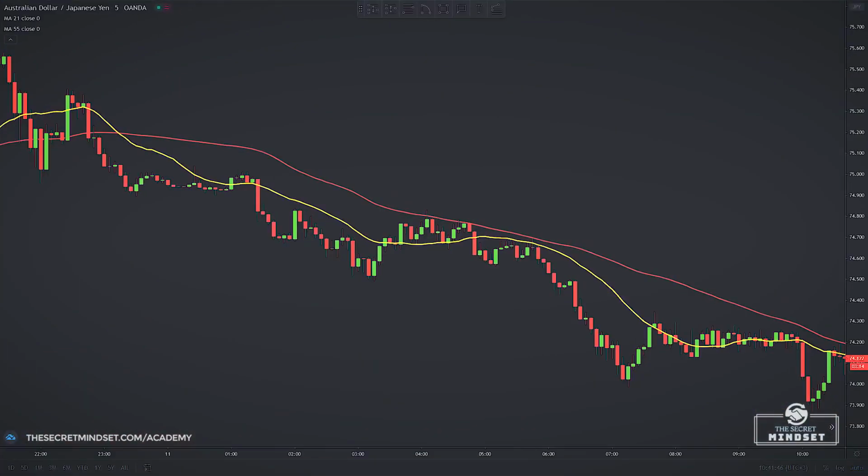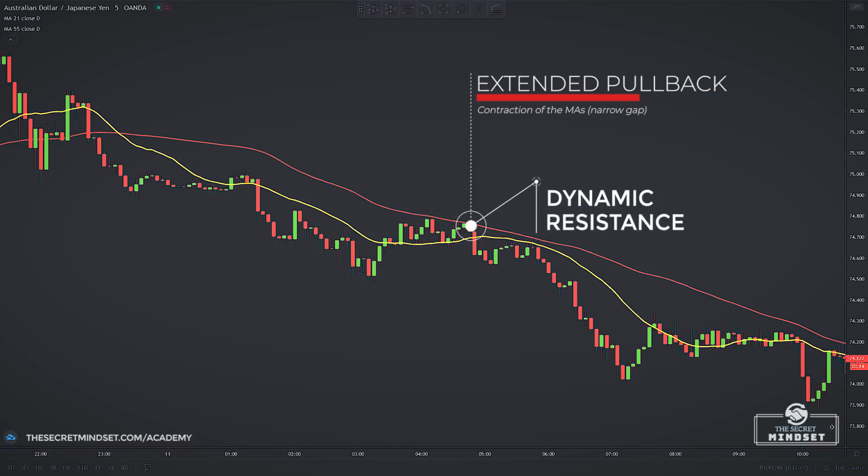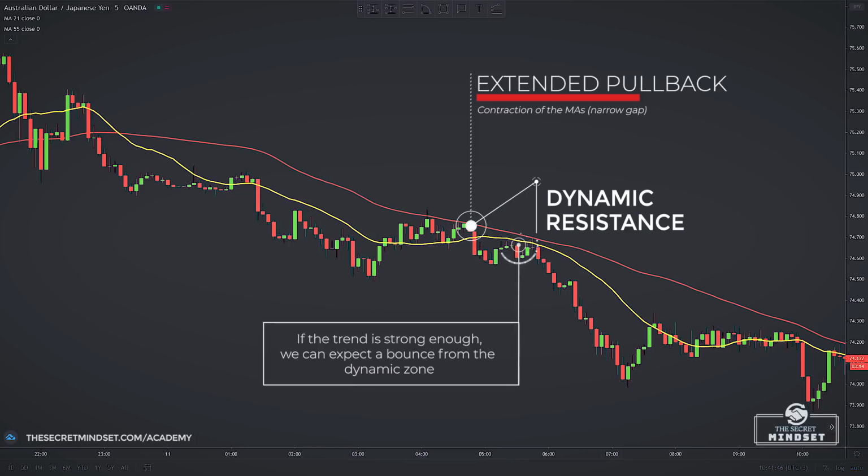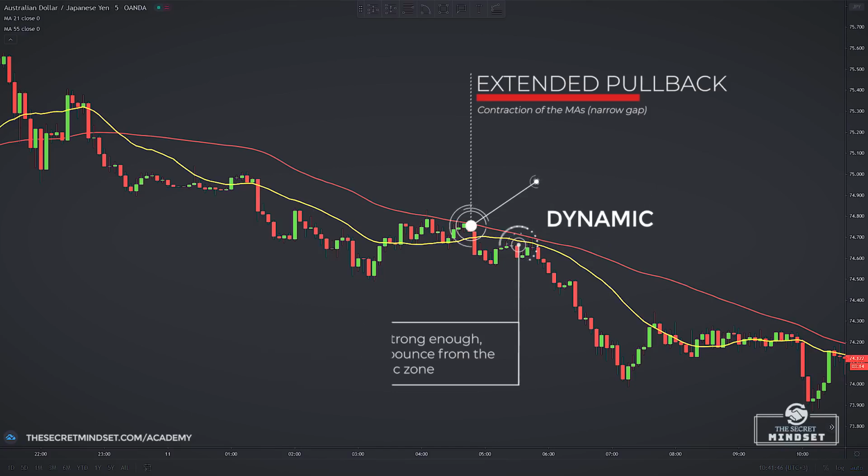In this other example, notice this extended pullback and the behavior of the moving averages. We have here what we call the contraction of the two moving averages, caused by an extended pullback into the downtrend. Essentially, the 21 moving average gets pulled back with the price near the 55 moving average, narrowing the gap between the moving averages. If the trend is strong enough and the other factors permit for the trend to continue, we can expect this pattern of moving averages to release price back in the direction of the trend.